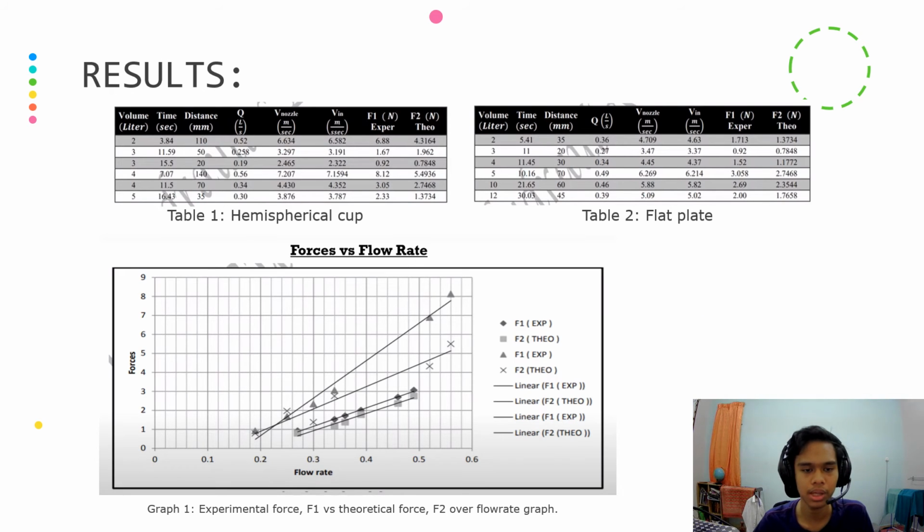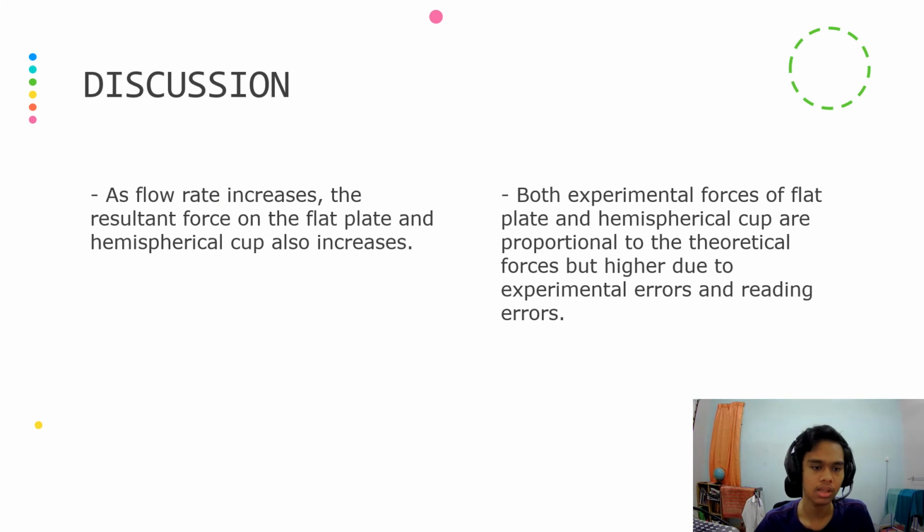In the results here, we can see that generally the force exerted by the hemispherical cup is higher than the flat plate. And here is the graph, and you can see that basically the theoretical values are lower than the actual experimental values.